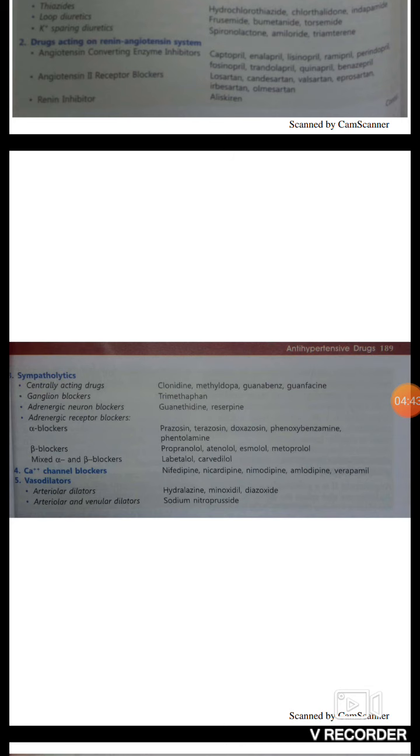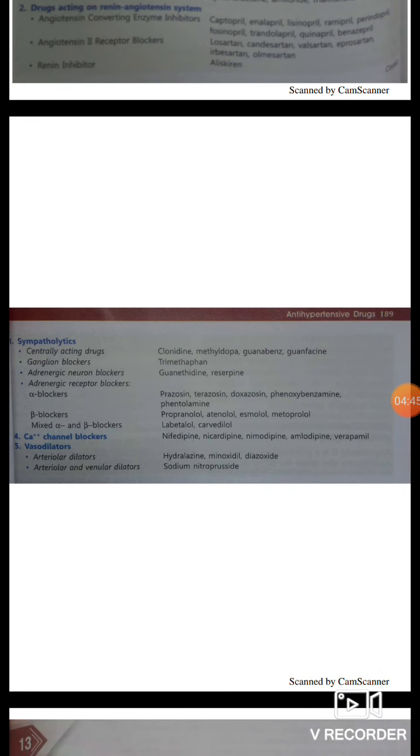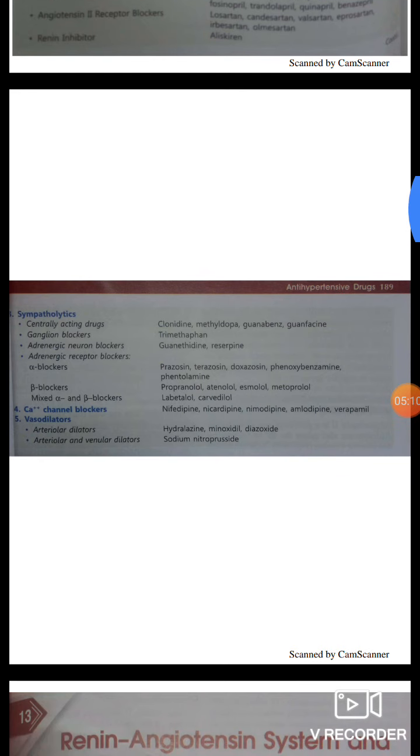Then sympatholytic drugs. Sympatholytics inhibit the sympathetic system, right? They are again classified into four classes, right? Four classes. First one is centrally acting drugs. Centrally acting drugs include clonidine, methyldopa, guanabenz, and guanfacine.